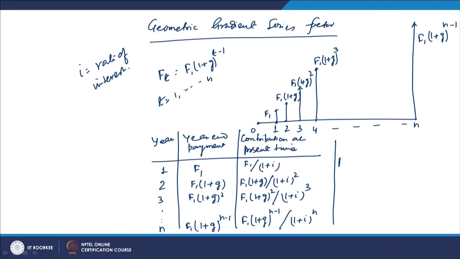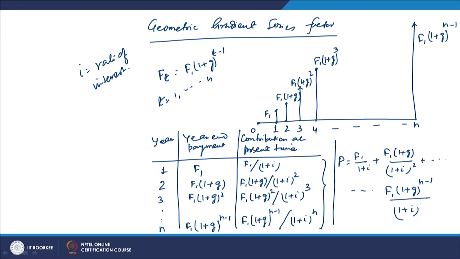So, coming to the expression, P will be basically, as you see, this amount at which its component is taken, this will be your present amount, and that will be basically the summation of all these amounts. So, it will be F1 upon 1 plus I plus F1 into 1 plus G upon (1 plus I) raised to the power 2. So, like that it will go, and it will go till F1 into (1 plus G) raised to the power n minus 1 by (1 plus I) raised to the power n.